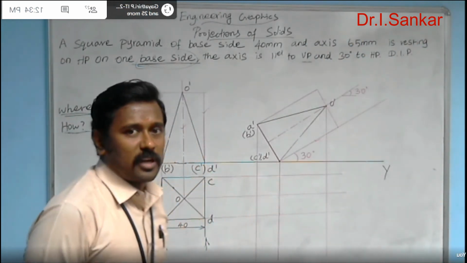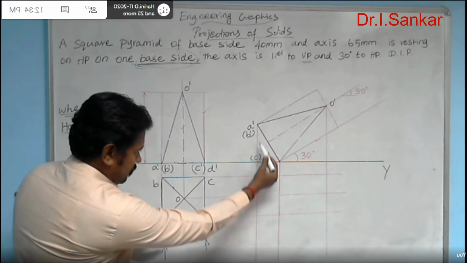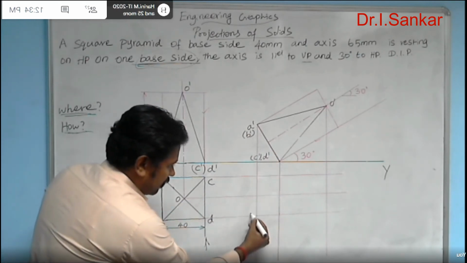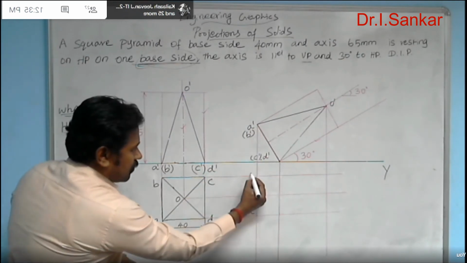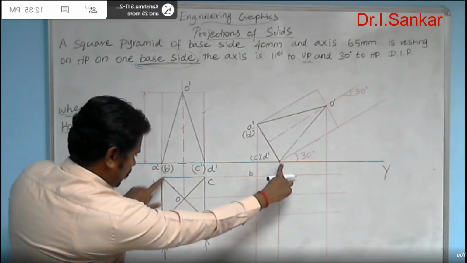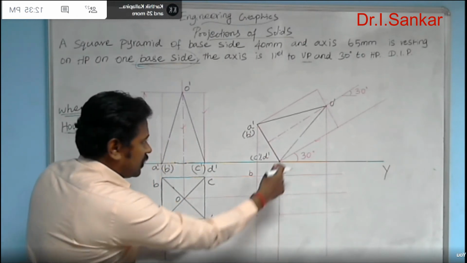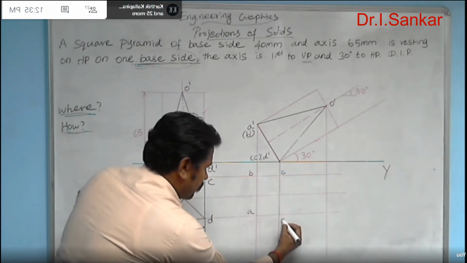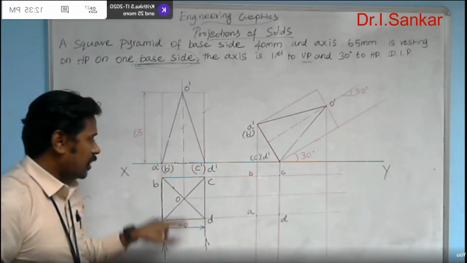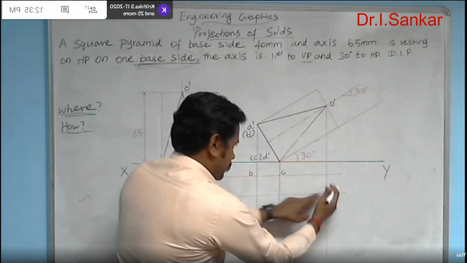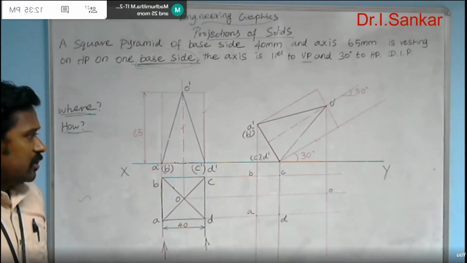Now you need to identify the cut points like in the projection of planes chapter. See here, starting from A dash and A, here I can mark the final A. The same way B dash and B, C dash and here C, D dash, D, and O dash, O. Okay, that way you have to mark the points.